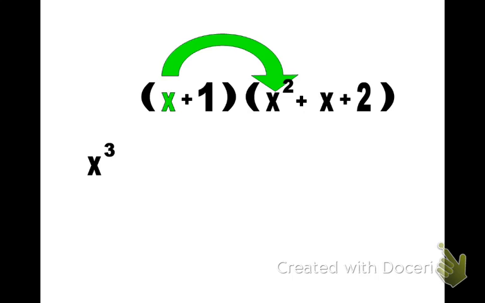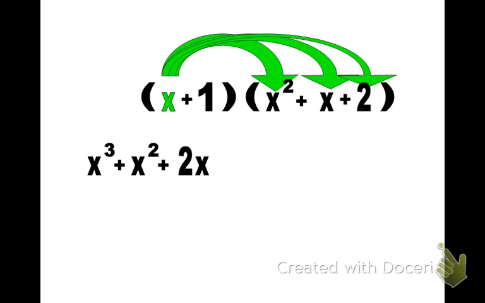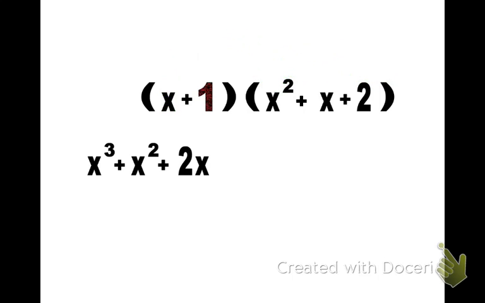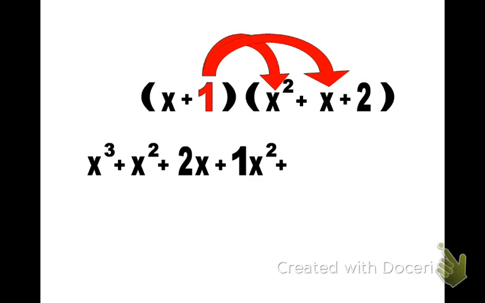X times x squared is x cubed. Please be careful. Remember your exponent rules when you're distributing and multiplying. X times x is x squared, and x times 2 is 2x. Then we move to the 1 and we multiply 1 times x squared, which is 1x squared, 1 times x, which is 1x, and 1 times 2, which is 2.